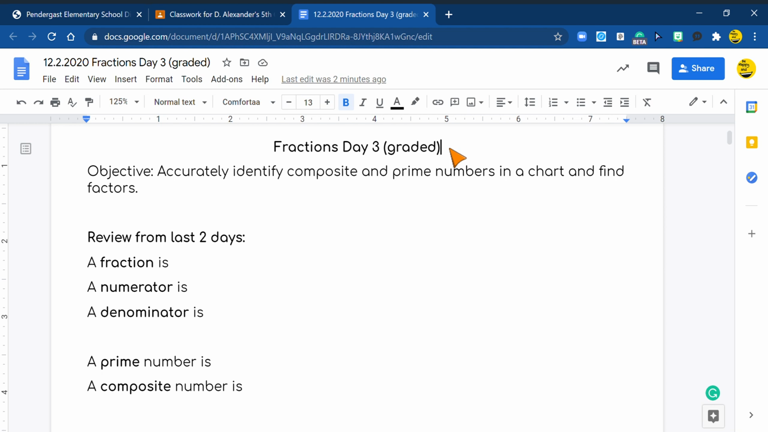We're also figuring out how to factor. Now, remember the last few days we've been talking about fractions. We will get to fractions soon, but right now we've got to figure out how to factor. So I'm going to ask you, while we're in class, about fractions, numerators, denominators, and you'll give me definitions.